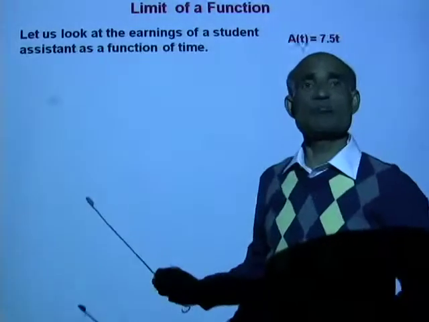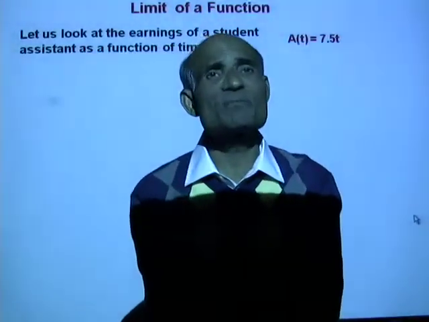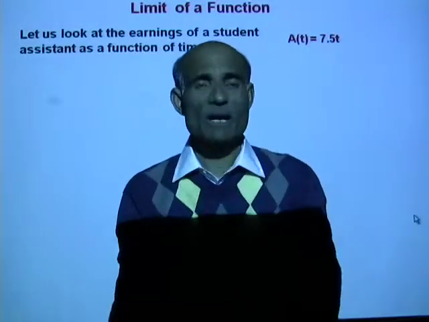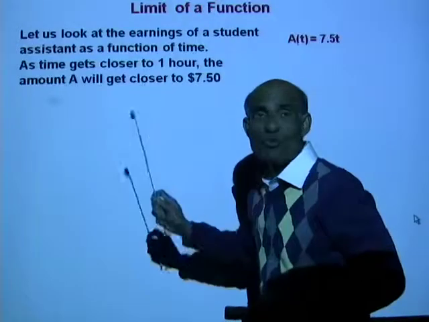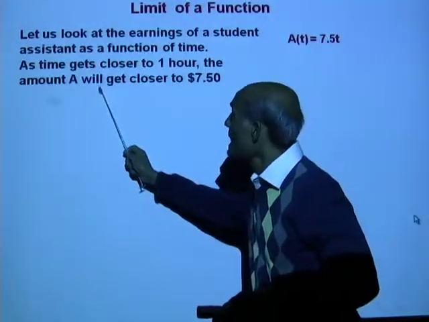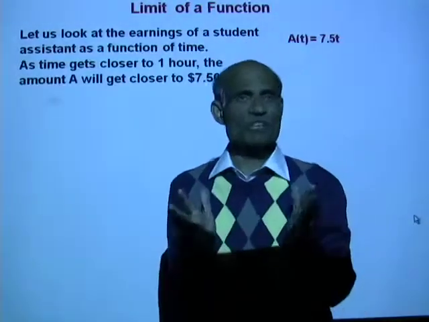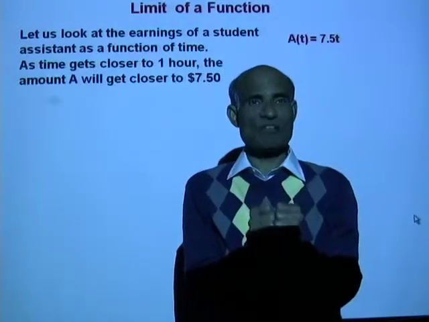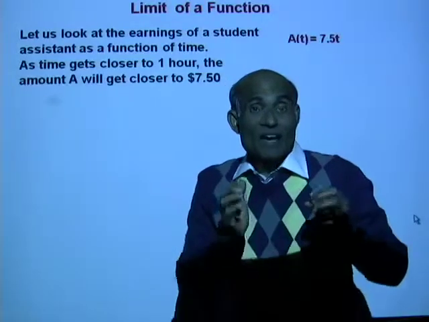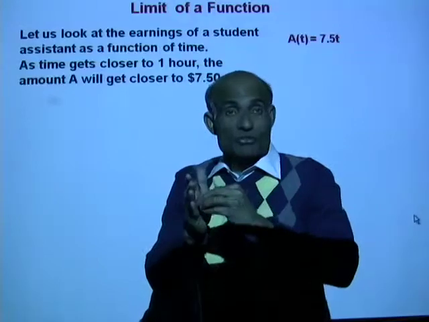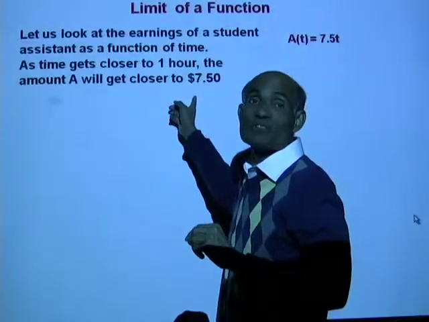Now let's take the case of the first function we talked about, A of t equals 7.5t. As time gets closer and closer to 1 hour, the amount A will get closer and closer to 750. Is that right? The student can say, oh, I have finished working half an hour. That means I can now take home $3.75. Is that right? Now, as the time gets closer and closer to 1 hour, you can say the output gets closer and closer to 750.